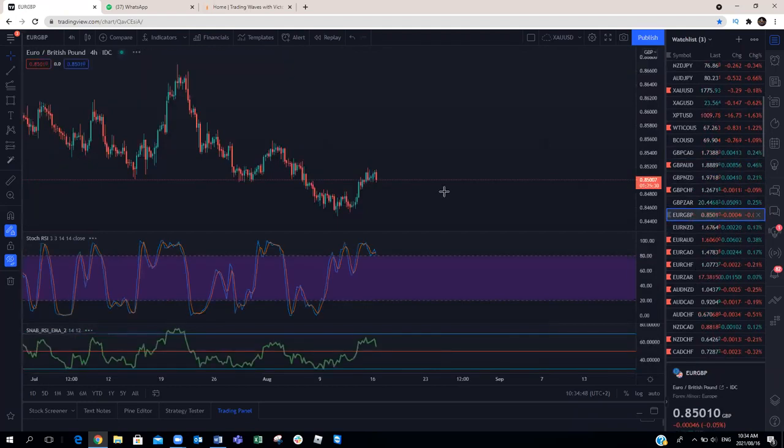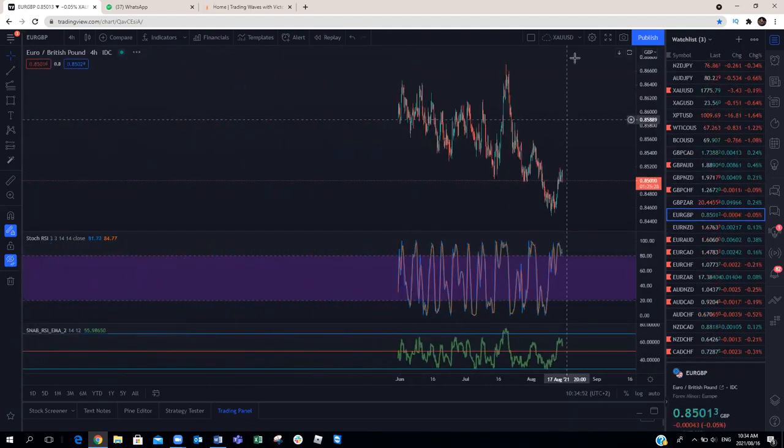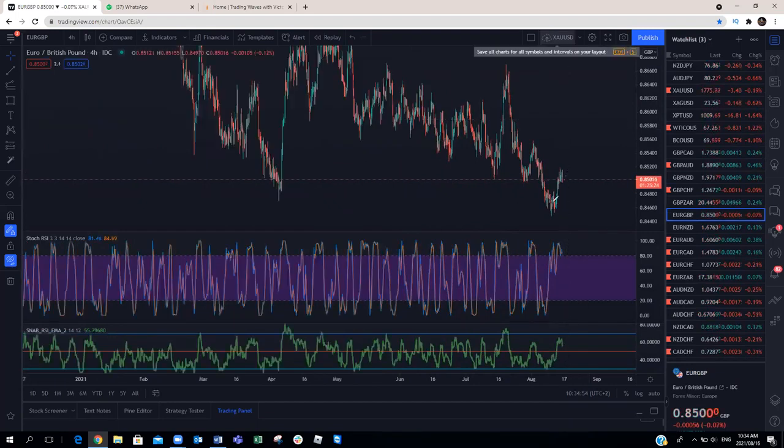Euros. We expected this to continue to the upside. We have got 1, 2, 3. This looks like a 4. We'll look for a 5 here. If this is going to continue to the upside, we're going to need to see a continuation to the upside there. So that is where we are on Euro Pound.